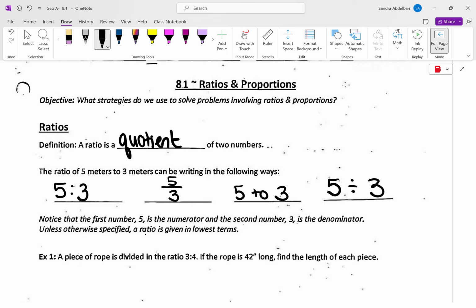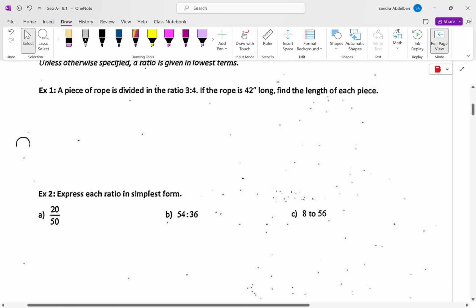I cannot stress this enough that the order you write the numbers absolutely matters. Whatever comes written first in the wording, that is the number that has to be in the numerator, or the first number written. All right, let's do a word problem.